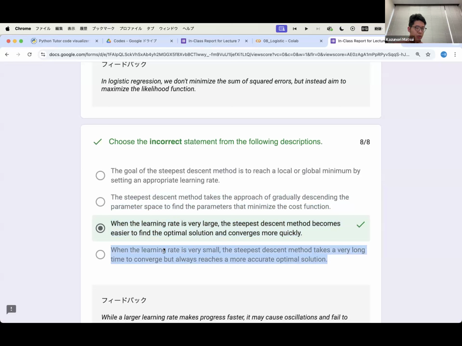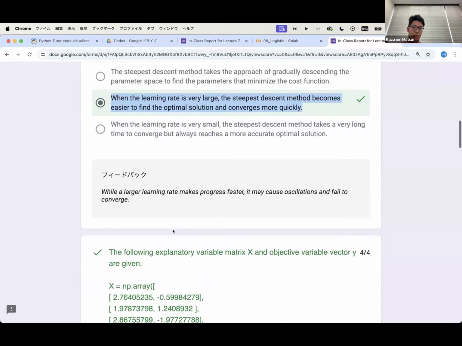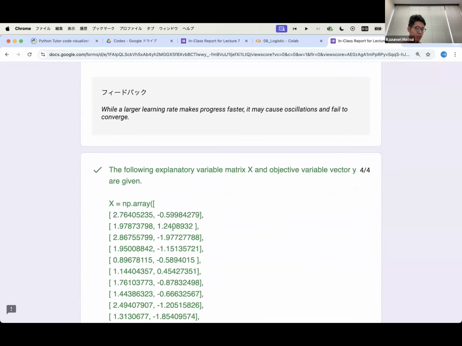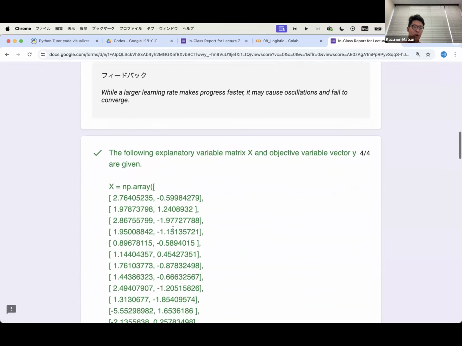Okay, the fourth option, when the learning rate is very small, the steepest descent method takes a very long time to converge, but always reaches a more accurate optimal solution. Actually, it reaches a local optimal solution. So this option is false. Next is a problem where we actually apply data.